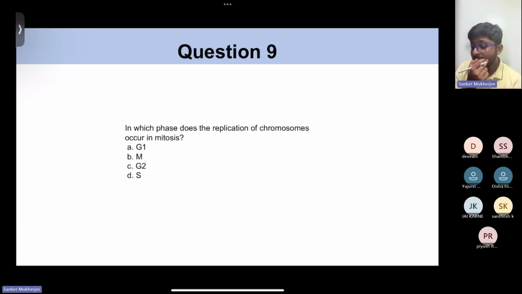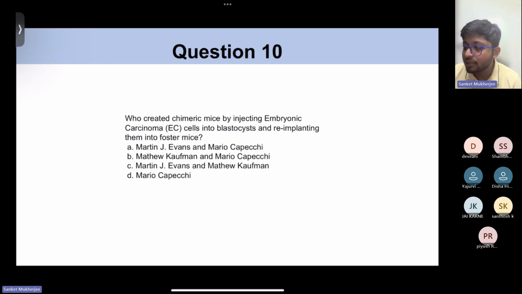In which phase does the replication of chromosome occur in mitosis? Is it G1, M, G2, or S? S. S phase. It's also called the synthesis phase for this reason, because the main genetic material, DNA, is replicated at this phase.